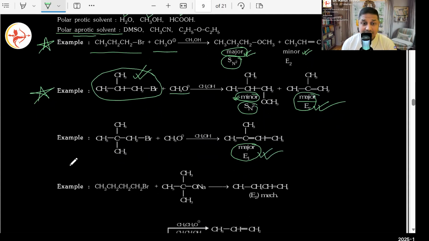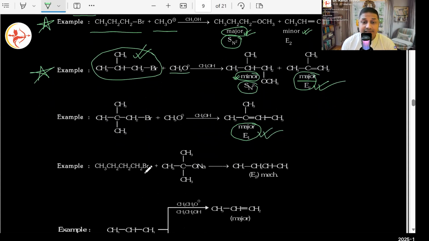Next part. Take a straight chain and this time make the base itself bulky. But which type of base is it? Is the oxygen connected to an acidic replaceable hydrogen? Check. Is it aprotic or protic? Aprotic. Oxygen is not connected to a hydrogen. Aprotic solvent. Yes. Now if we bring this bulkier fellow here, obviously what formation will happen? Elimination product. Yes or no?